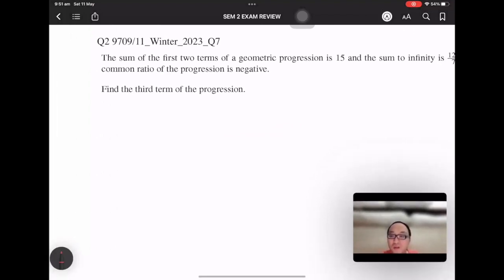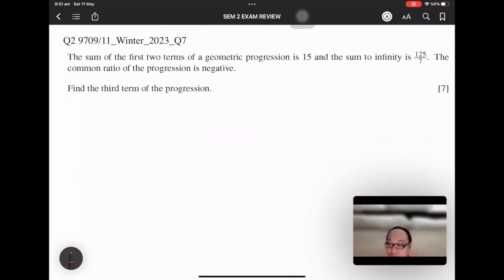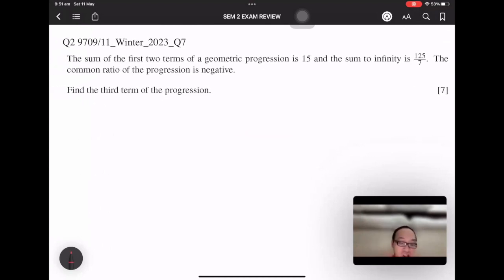Move on to number 2. The sum of the first two terms of a geometric progression is 15, and the sum to infinity is 125 over 7. The common ratio of the progression is negative. Find the third term of this progression. Okay, the sum of the first two terms is A plus AR. The first term is A, the second term is AR, equals 15. Okay, we have one equation.